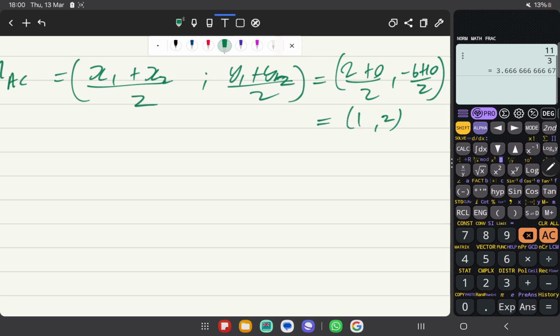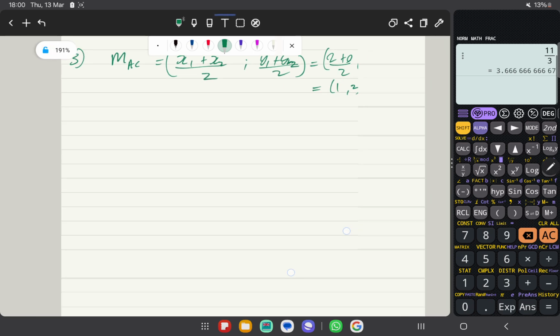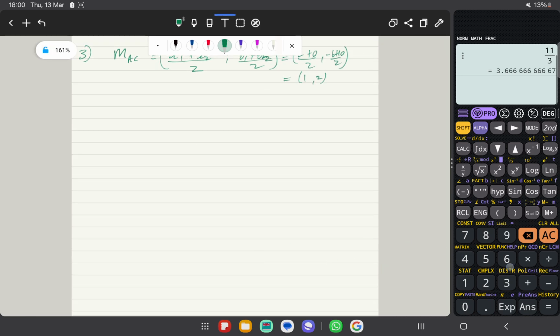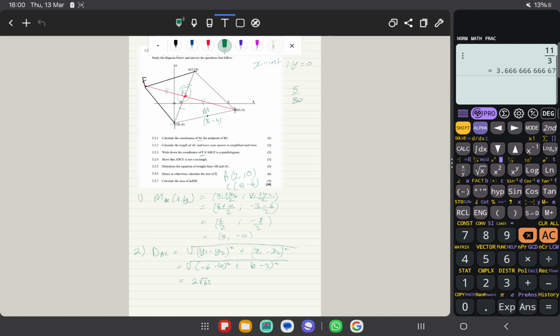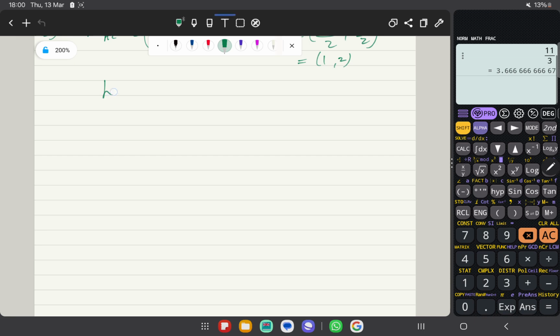So these are the midpoints. Midpoint of what? Of AC, and that midpoint is K. So the coordinates for K are (1, 2).